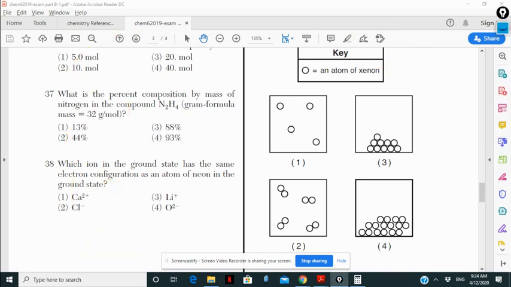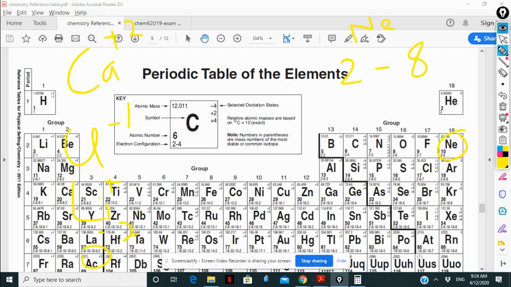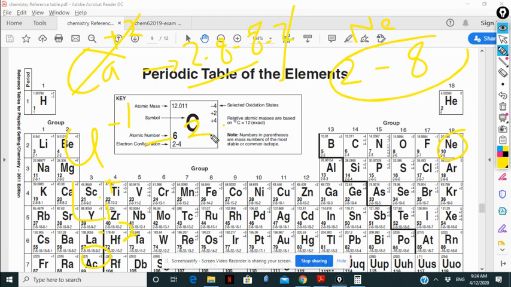So I'm going to the reference sheet. Calcium positive 2: the calcium is 2, 8, 8, 2, but since it's an ion, it loses these 2, so it's 2, 8, 8, not 2, 8, so the calcium is incorrect. If we're looking at chlorine, it's 2, 8, 7, but since it's minus 1, I add 1 electron, it's going to be 2, 8, 8, so chlorine is incorrect.